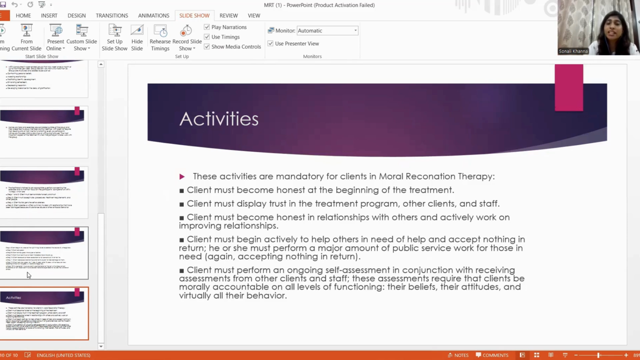Client must perform an ongoing self-assessment in conjunction with receiving assessment from other clients and staff. These assessments require that the client be morally accountable on all levels of functioning: their belief, their attitude, and virtually all their behavior. So we keep on doing assessments so that we know what level of morality they are in, and it should not be just on papers. It can be exhibited in their behavior also, that yes, morally they are enhancing. They're not thinking bad about others. They're not plotting about others, at least not thinking to kill another person just for their own benefit.